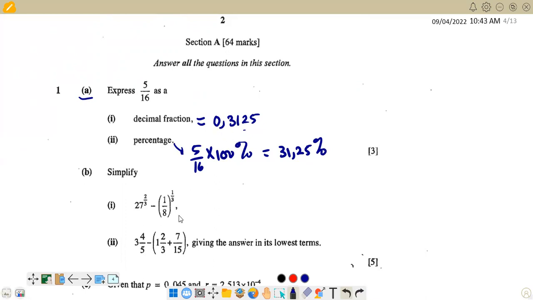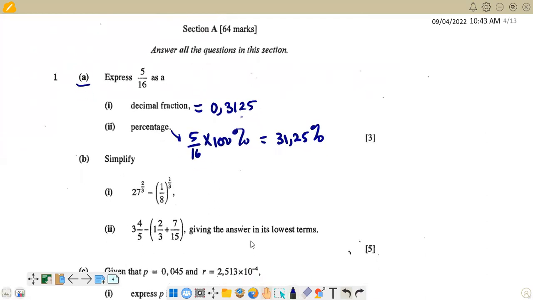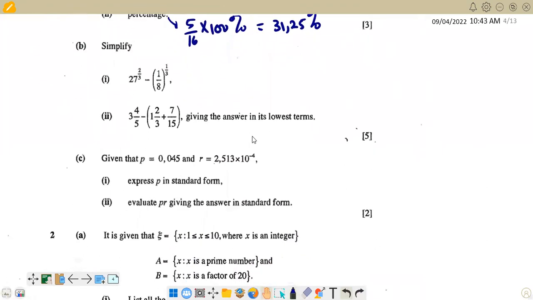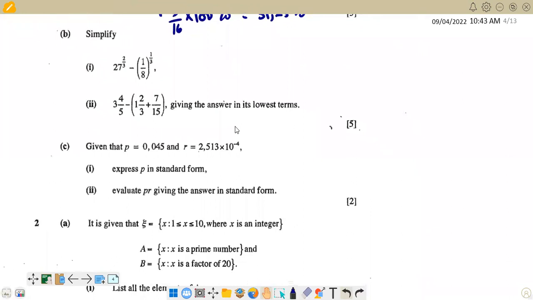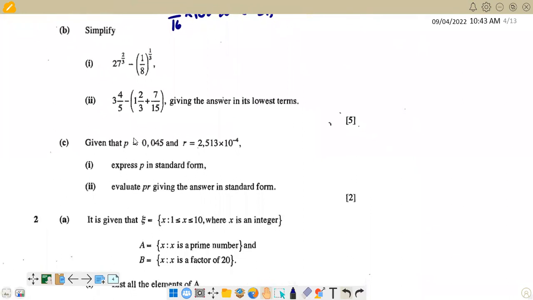All right. Then on B, item 1, we're asked to simplify. We are on our exponents now, where we are given 27 to the power of 2/3, minus 1/8 to the power of 1/3. So how are we going to simplify this? We just have to simplify each separately. That is the first part.